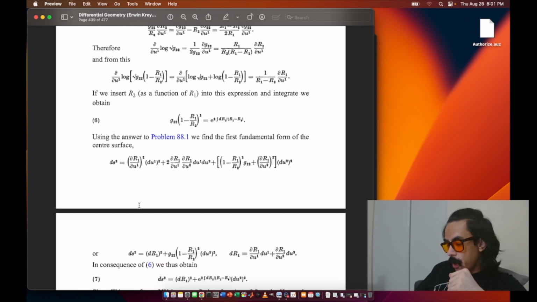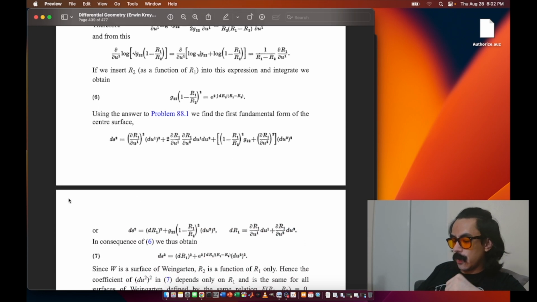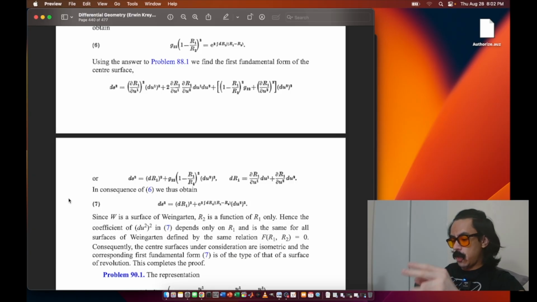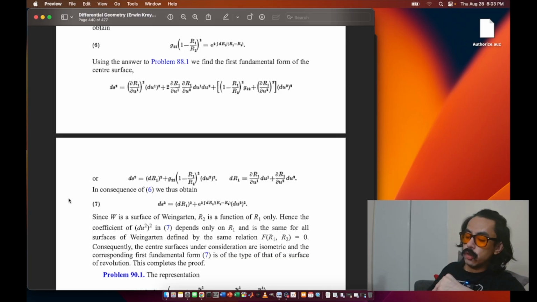So using the answer to problem 88.1, we find the first fundamental form of the center surface is ds squared, or the induced metric, equal to the square of partial R1 partial U1, and then times the square of du1, plus 2 times partial R1 partial U1, then times partial R1 partial U2, that's du1 du2, plus now we have this larger outer quantity, inner quantity 1 minus R1 over R2, closed inner quantity squared, then times G sub 2 2, plus second inner quantity, which is partial R1 partial U2, close that quantity, square it, and then that closes the outer quantity, which is the third coefficient of the first fundamental form, because then that's times du2 squared.